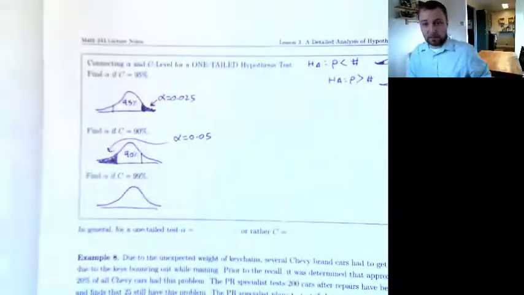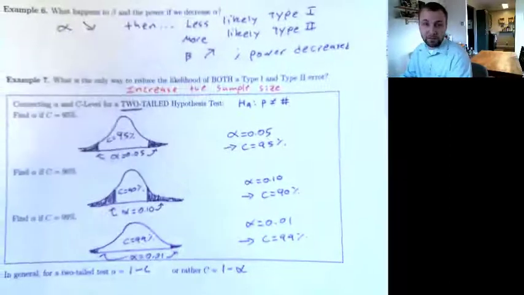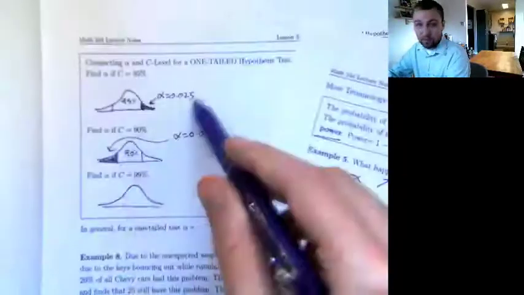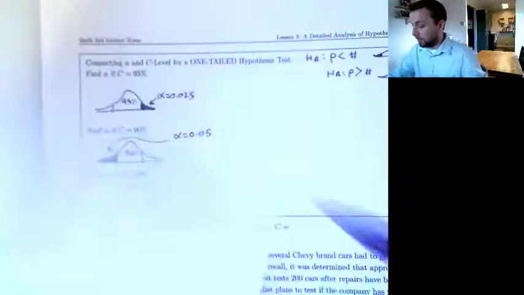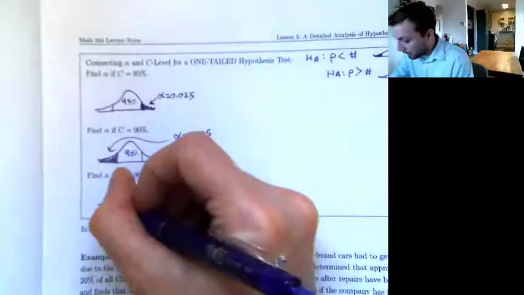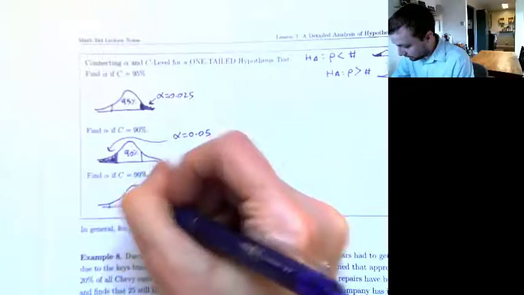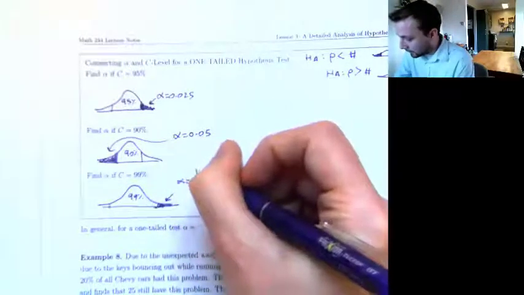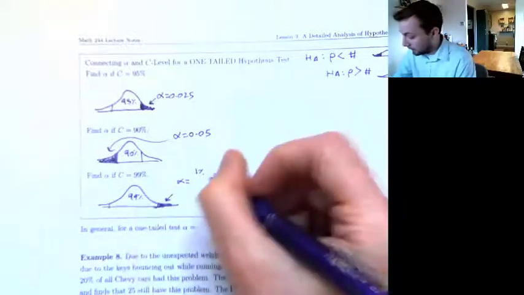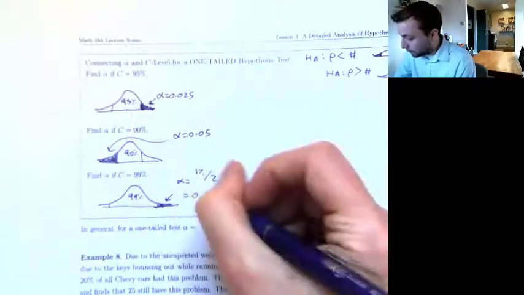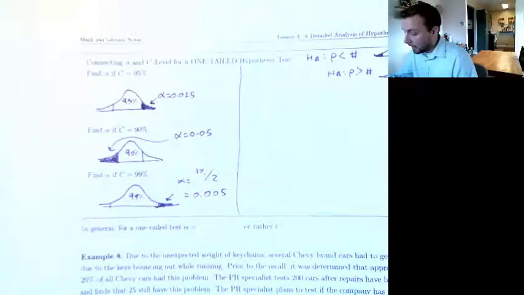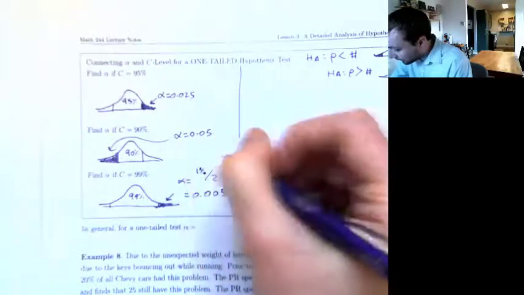If you're looking at this and you're comparing it to the results before, you'll see that all of my alphas have been cut in half. 5% went to 2.5%, 10% went to 5%, and finally, if I wanted to be 99% sure, this leaves me with an alpha level of 1%, because I have 1% left over for these two tails, split in half, which would be 0.005. So my alpha level and my confidence level, they're linked forever.